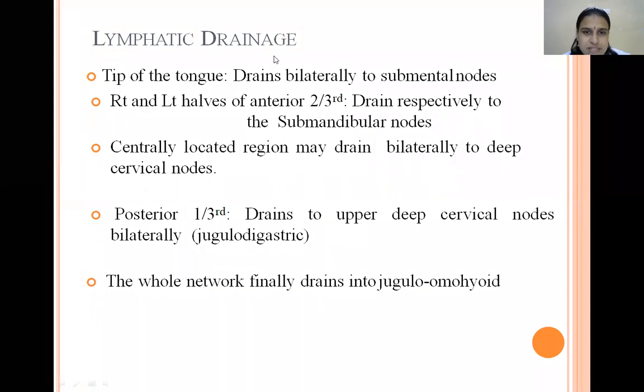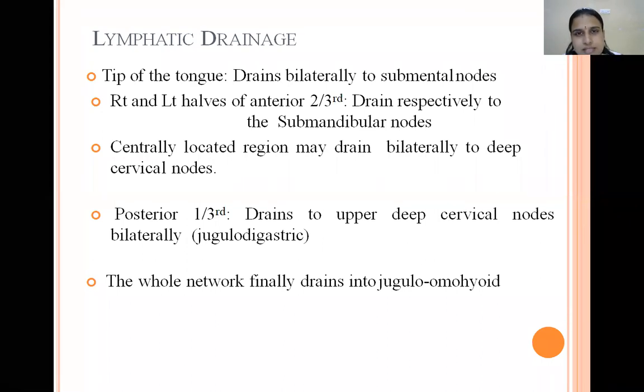The lymphatic drainage is most important. When you talk about carcinoma of the tongue, lymphatic drainage is important. The tip of the tongue drains bilaterally into the submental nodes. The right half of the anterior 2/3 and the left half of the anterior 2/3 will drain into the respective submandibular nodes.